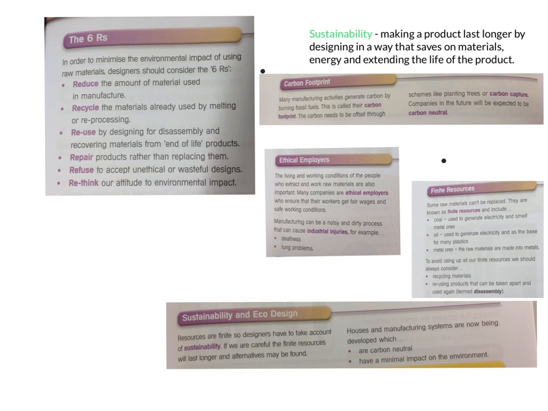To avoid using all of our finite resources, we should always consider recycling materials, reusing products that can be taken apart and used again. So those are termed disassembly. So again, that goes back to one of the 6 R's, to reuse things, and obviously we've got recycling there as well. Obviously when these finite resources run out, we do not have any more. Whereas the renewable resources that we do have, such as wood from trees, these things can be used over and over again because we can just grow more of them.